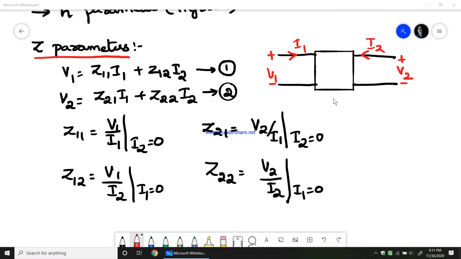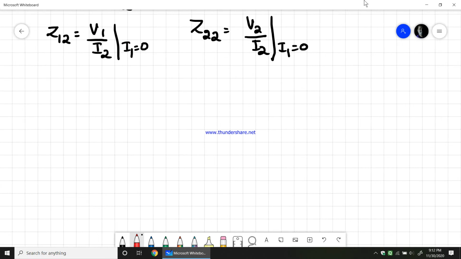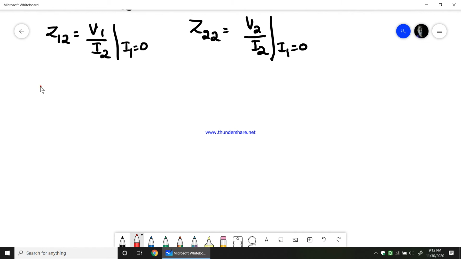Now coming to what Z11 is: Z11 is V1 by I1. Normally, Z11 is the open circuit input impedance.